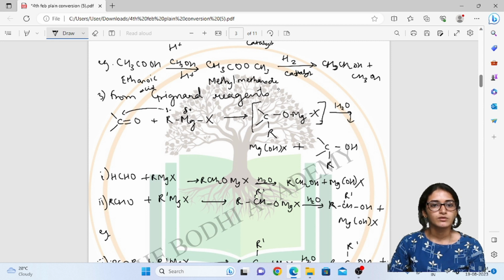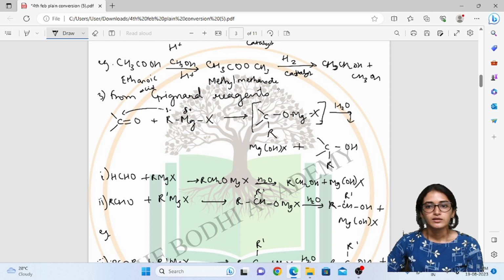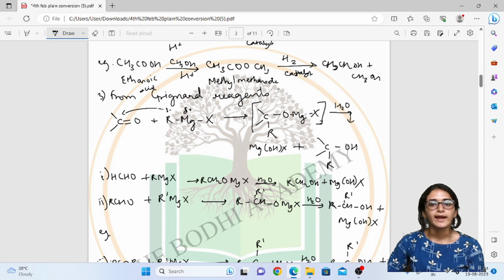There will be an attack this way. This is negative, this is positive, so there will be an attack. R will go and attach to the carbon directly and this bond will break. So we will get O with MgX attached to the O. So we will get carbon with OMgX and R attached to the carbon. This is an adduct and it is not stable.